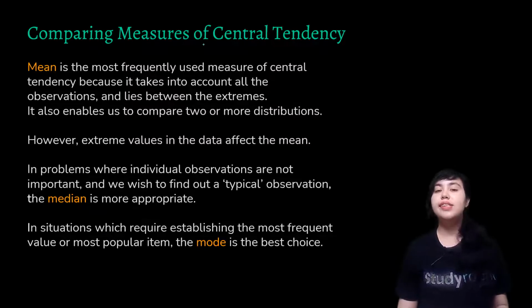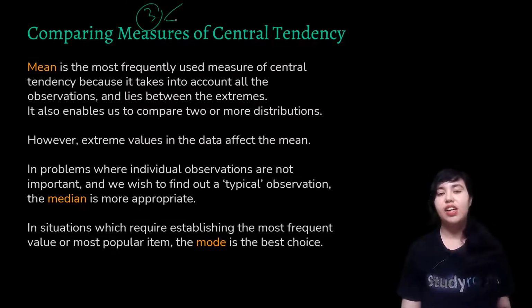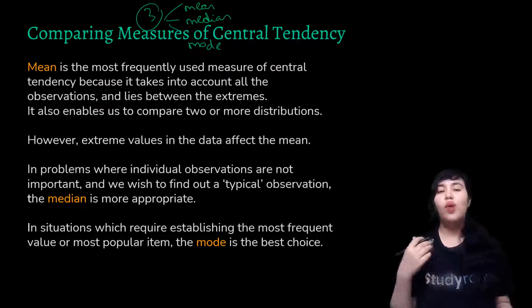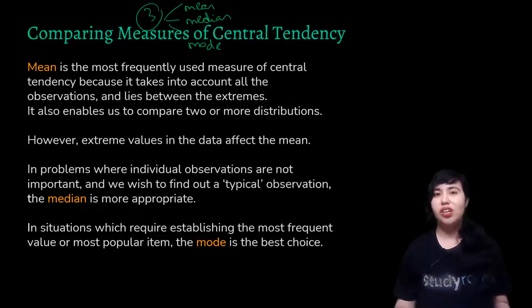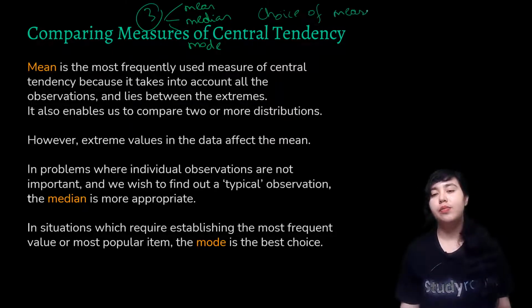So far we've seen three measures of central tendency. What are those three? Mean, median, and mode. So when do we prefer measuring what? That choice of measure depends on our requirement.